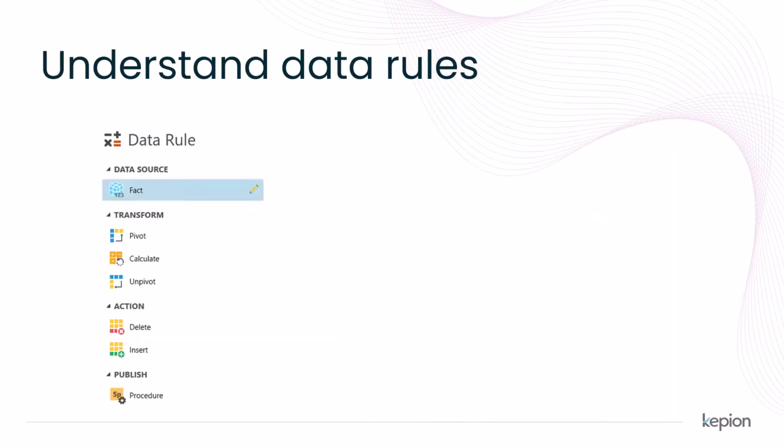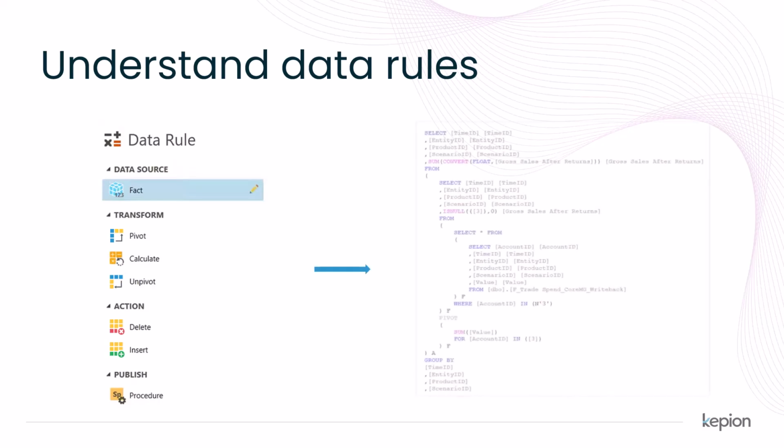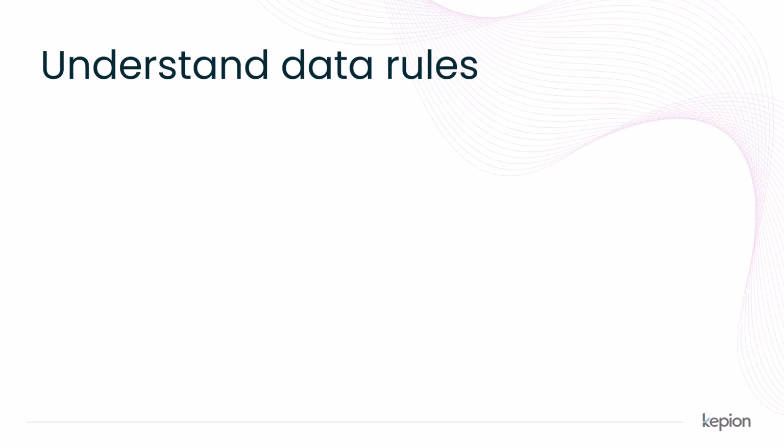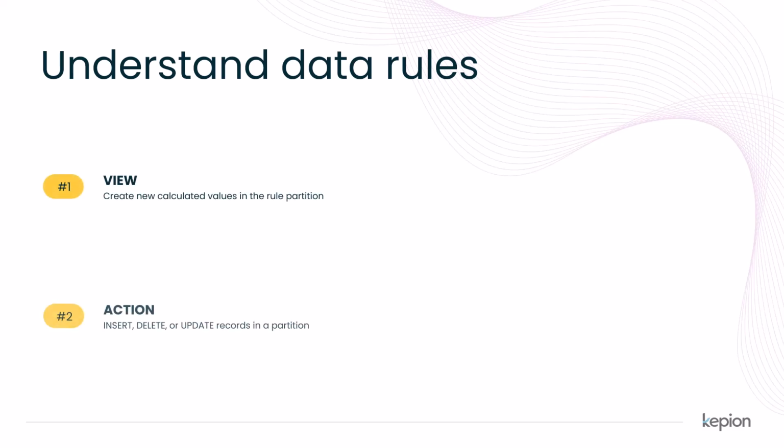A data rule is a component used to define business rules through the Kepion UI. These rules generate SQL scripts in the application. The use of data rules is highly recommended as they're both easier to use and maintain than raw SQL scripts. There are two types of data rules, view rules and action rules.